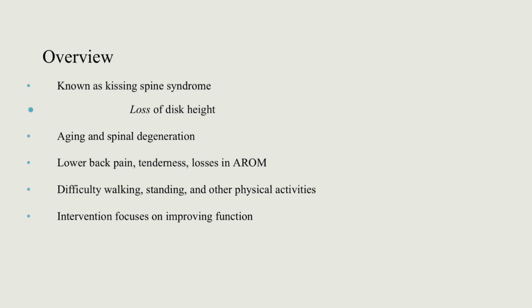Quick overview, Baastrup's disease is known as kissing spine disease and results in the loss of disc height. Some common causes are aging and spinal degeneration. It causes low back pain, tenderness, and losses in active range of motion. It makes it difficult to walk, stand, and participate in other physical activities. And intervention focuses on improving function, so that will in turn help decrease pain and improve quality of life.